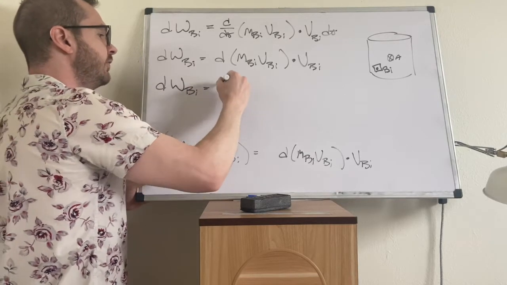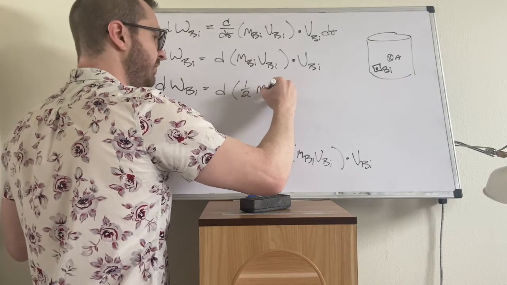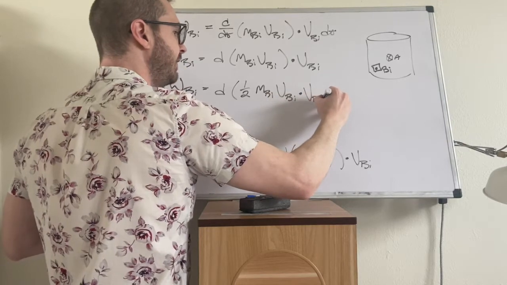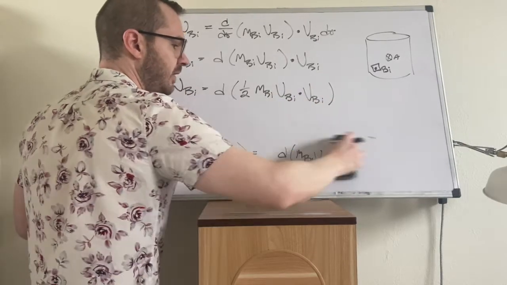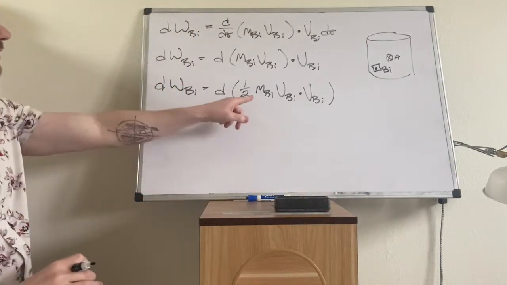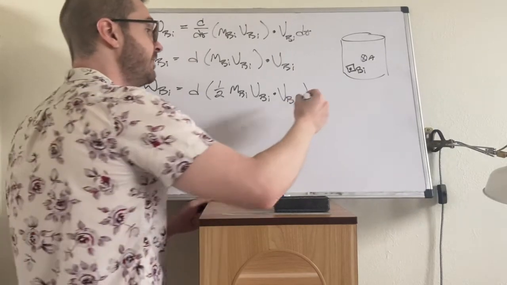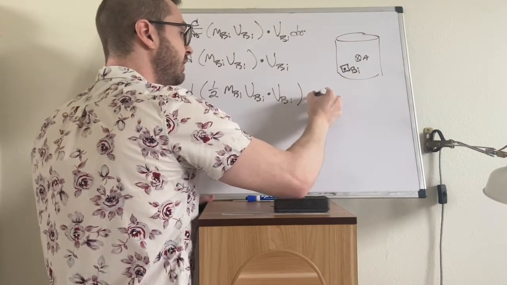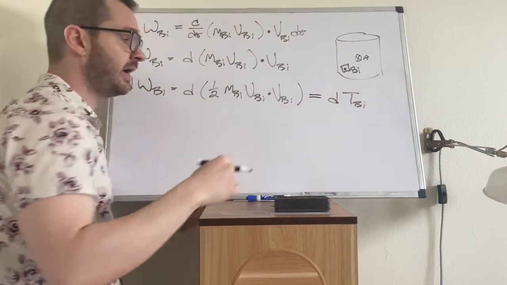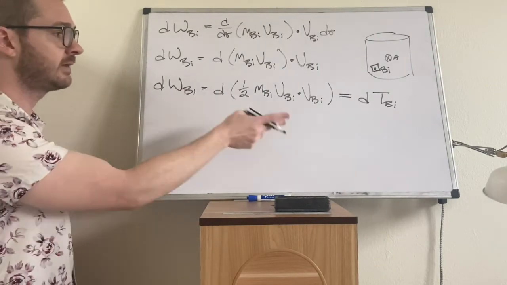So dW_Bi equals d of 1/2 m_Bi v_Bi dot v_Bi. What we're going to do now is redefine what's inside the parentheses as T. So this is dT of B_i. And if we want, we could solve this analytically. I can analytically integrate both sides.